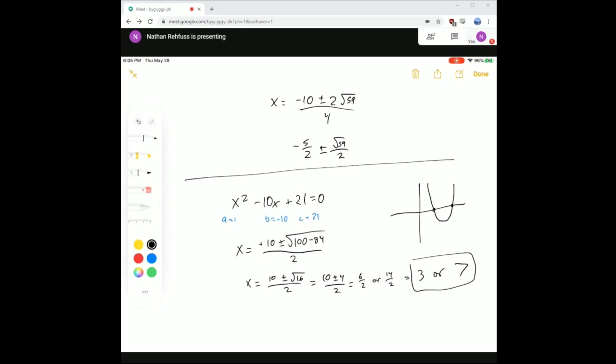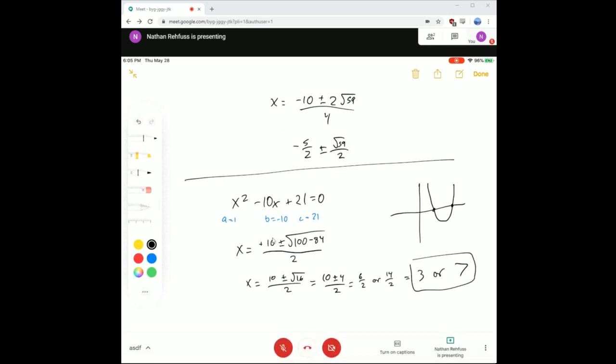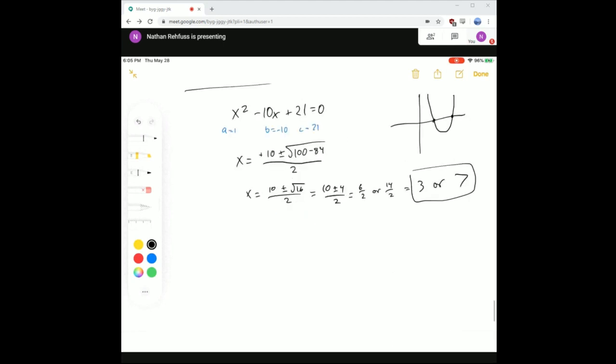Here, what happened is 10 over 2, if I didn't add or subtract anything, well, heck, let's do that and then I'll compare. What if I didn't add or subtract anything? What if I had x squared minus 10x plus 25 equals 0?